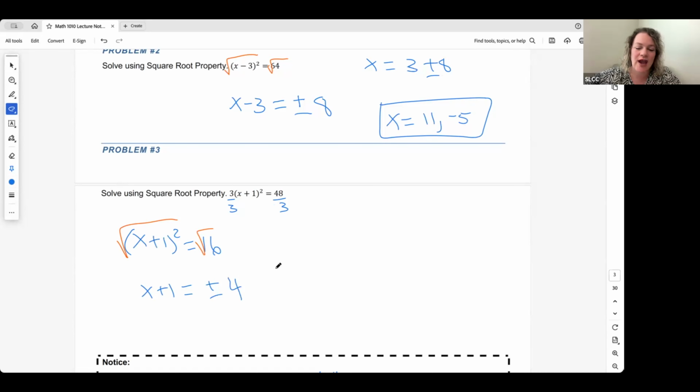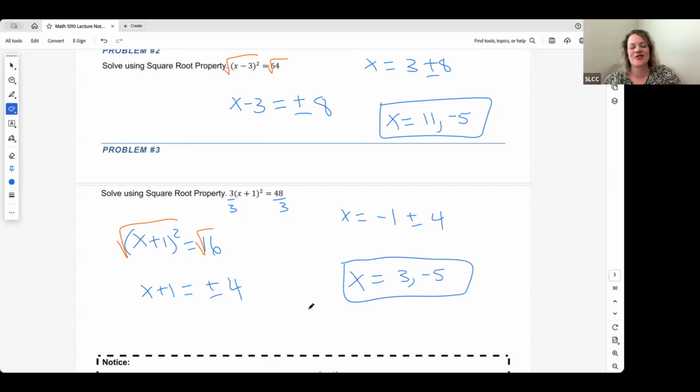Then I can subtract 1 from both sides. So x equals -1 plus or minus 4. So what x values will make this statement true? -1 plus 4, which is 3, and -1 minus 4, which is -5. And you could plug them back in and make sure they're right.